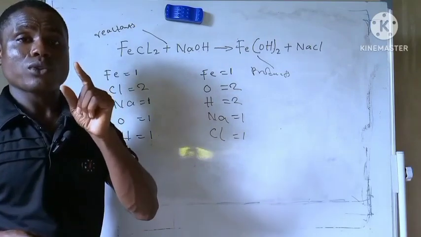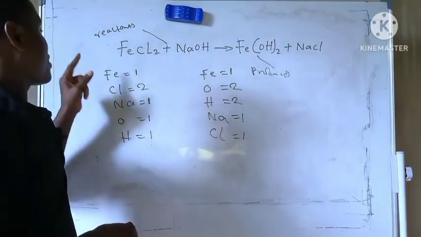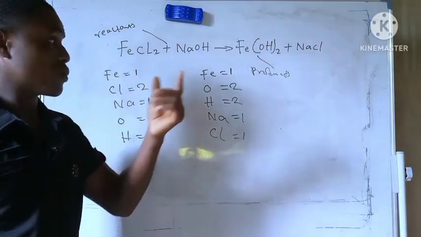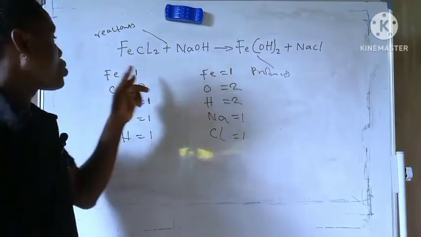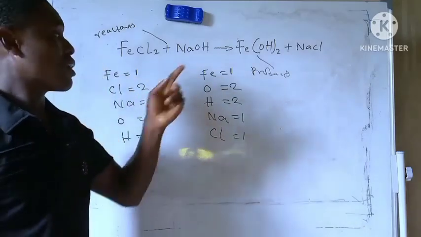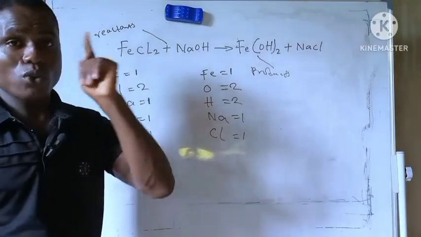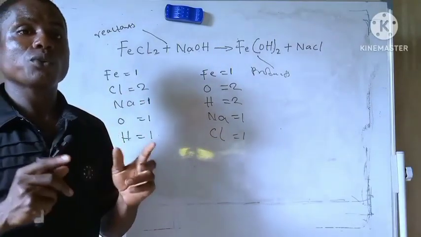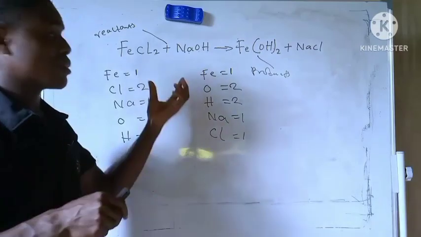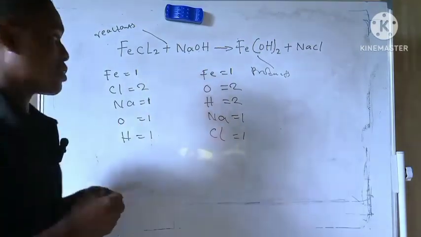Before a given equation is chemically balanced, the atoms at your left side must be the same or equal to the atoms at your right side. So meaning if iron at your left side is 100, iron at your right side must be 100 before that equation is regarded as a balanced equation. Okay, so let's check if our equation is balanced or not.